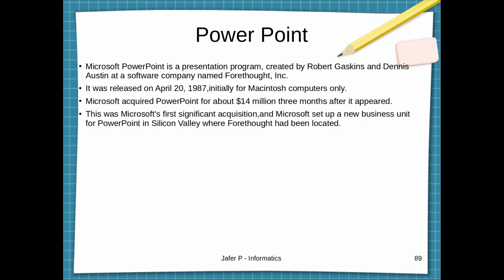Okay, this was Microsoft's first significant acquisition. Microsoft set up a new business unit for PowerPoint in Silicon Valley, where Forethought was located. So a company named Forethought actually developed PowerPoint. This PowerPoint was bought by Microsoft in 1987, 3 months after the release, and they set up an office, a business unit for PowerPoint in Silicon Valley, where Forethought had been located.